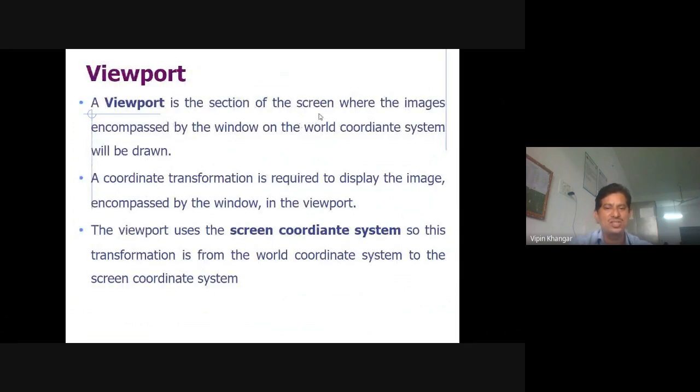Viewport is a section of the screen where the image comprised by the window is displayed. Compressed, because the natural coordinate system will definitely be of larger dimensions than the screen. A coordinate transformation is required to display the image comprised by the window in the viewport. The viewport uses the screen coordinate system, so this has to be remembered. This is a transformation from the world coordinate system.